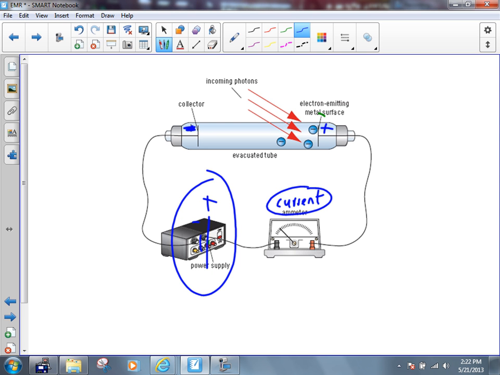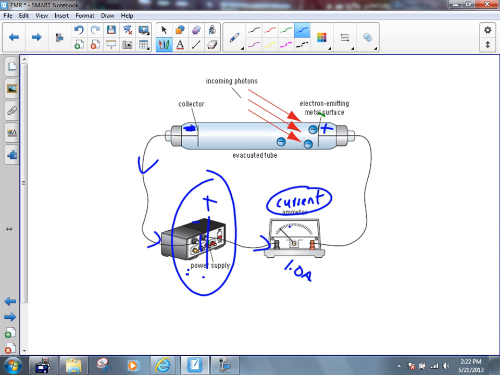I can't see these electrons physically with my eyes, so I can't tell just by looking at them when these electrons have stopped. Here's what's going to happen. If my potential difference is small, then I'm going to get a current going around here, and I'm going to measure that current with the ammeter here. Let's say it's 1.0 amps.